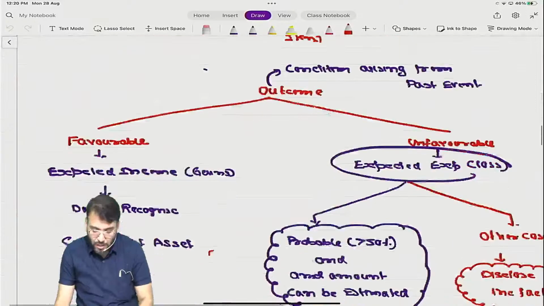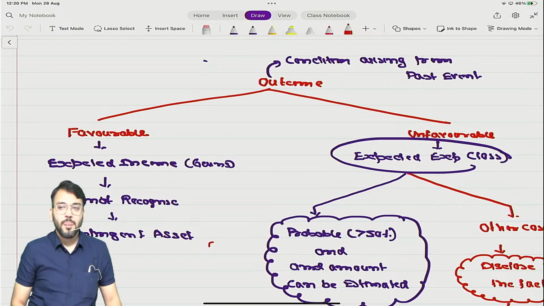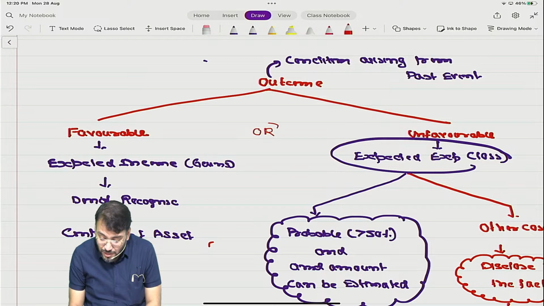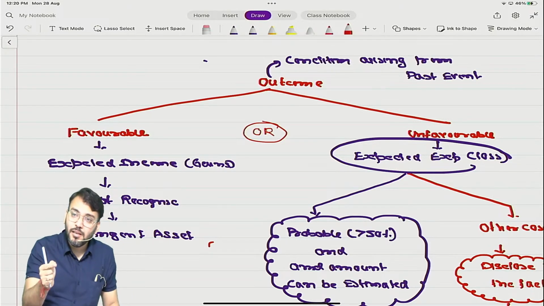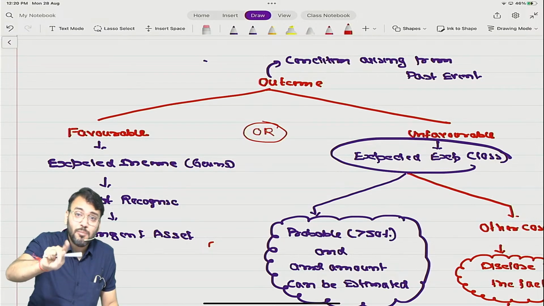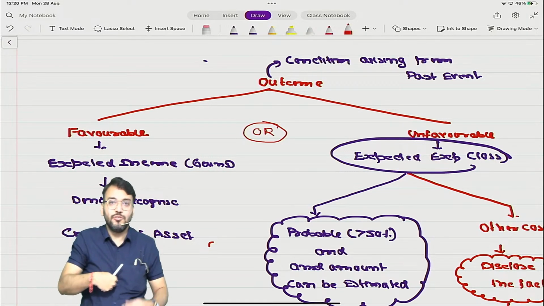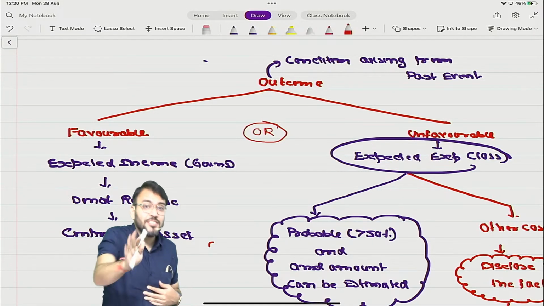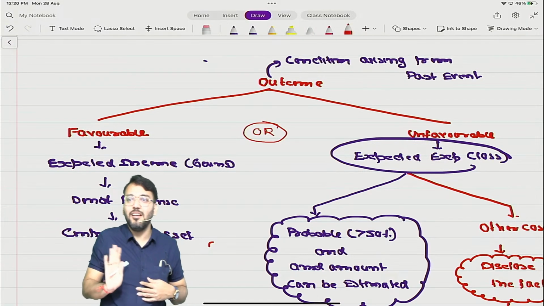So when I say outcome, favorable or unfavorable, you remember this thing? So this will be either favorable or unfavorable. It cannot be both. For example, a legal case has been filed against you. So if you lose, you need to pay compensation. But if you win, you will not receive compensation. Huh?